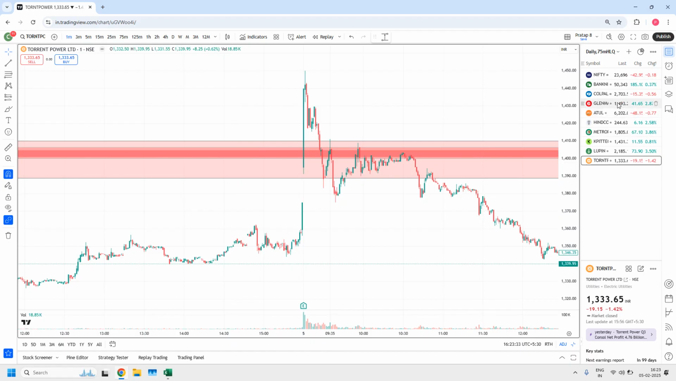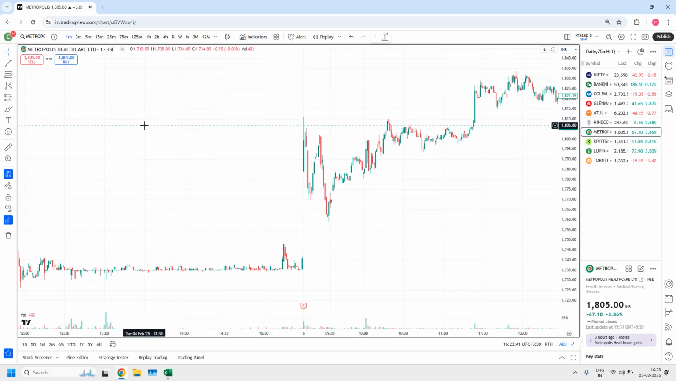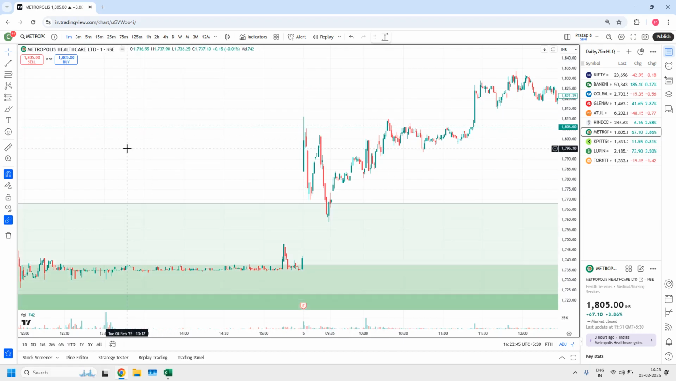What about the remaining? And in the remaining, the most important thing we should discuss is Metropolis. Metropolis we've been monitoring for the last 3 sessions. Yesterday it did not list in the live session, but again yesterday evening the software listed it. Day before yesterday we discussed it, because we had already fine-tuned this zone.